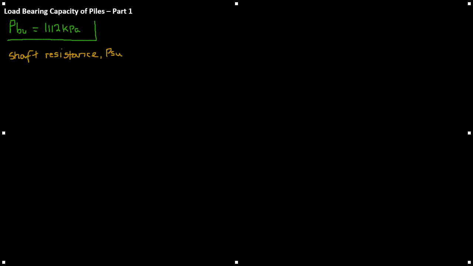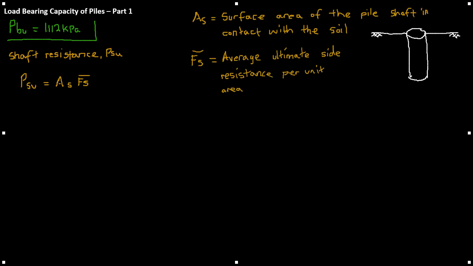Now that we've got the base resistance, let's calculate the shaft resistance. Our shaft resistance, PSU, equals AS times FS bar. Now FS bar is the average ultimate side resistance per unit area, the bar just representing average in a symbol. AS is the surface area of the pile shaft in contact with the soil.